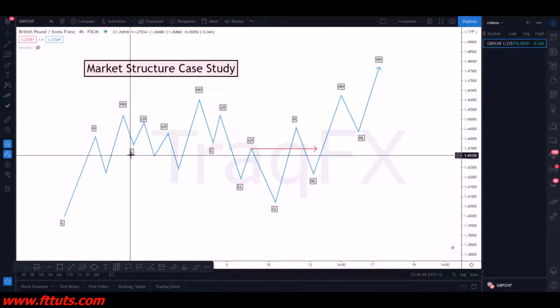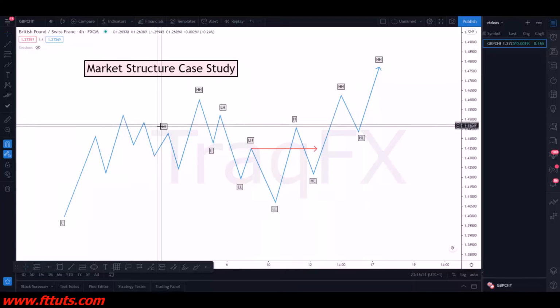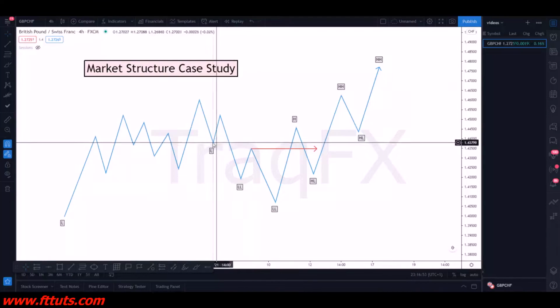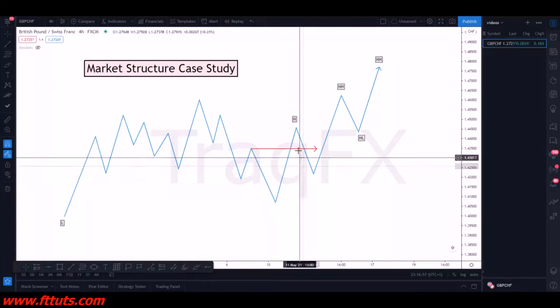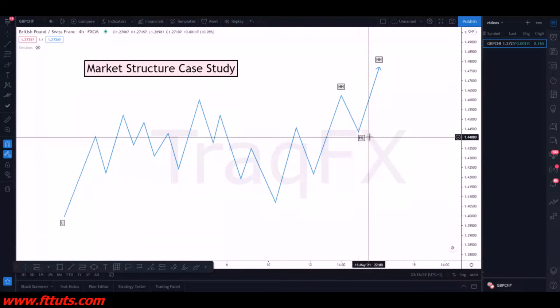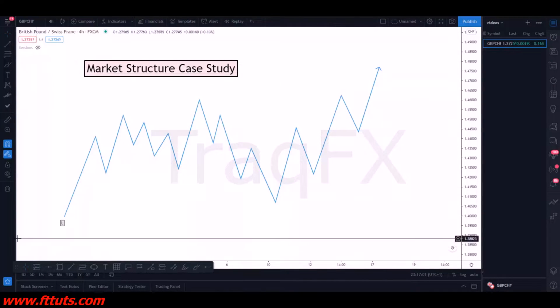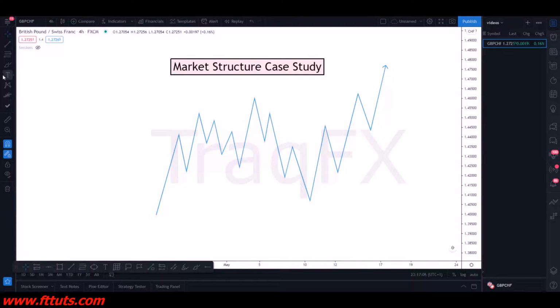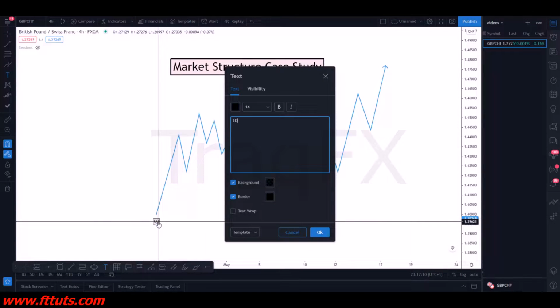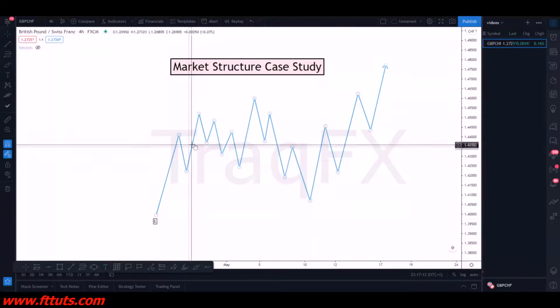So let me just quickly delete all this. Alright, now we deleted all that. Now let's look at the macro perspective. Remember, we're looking for the swing point highs and the swing point lows. My swing point low is right here. How do I know this? Because this is the start of the major move up.